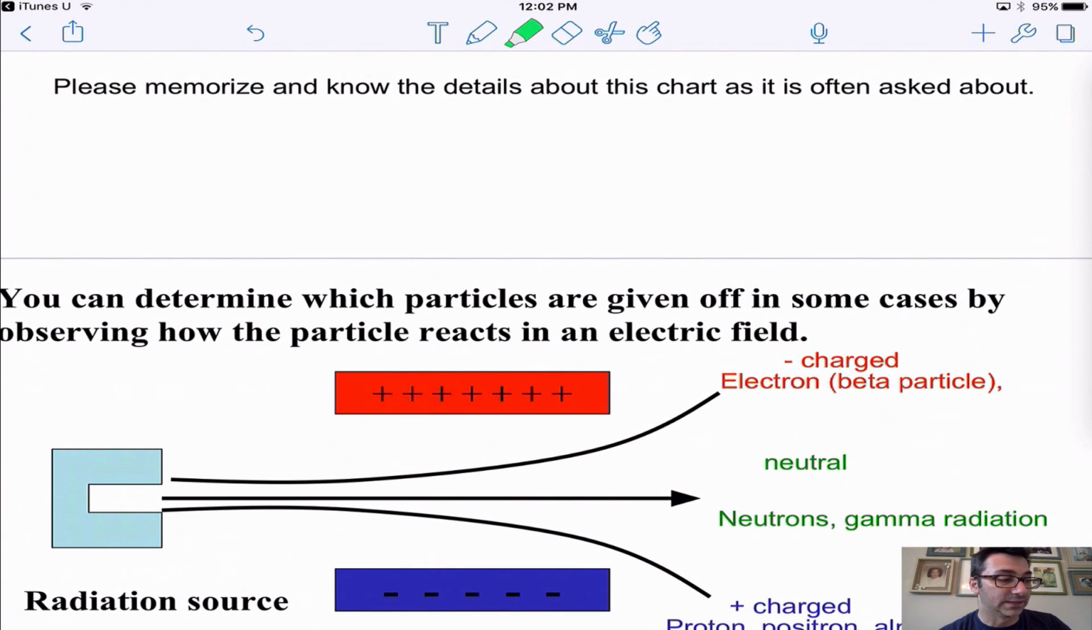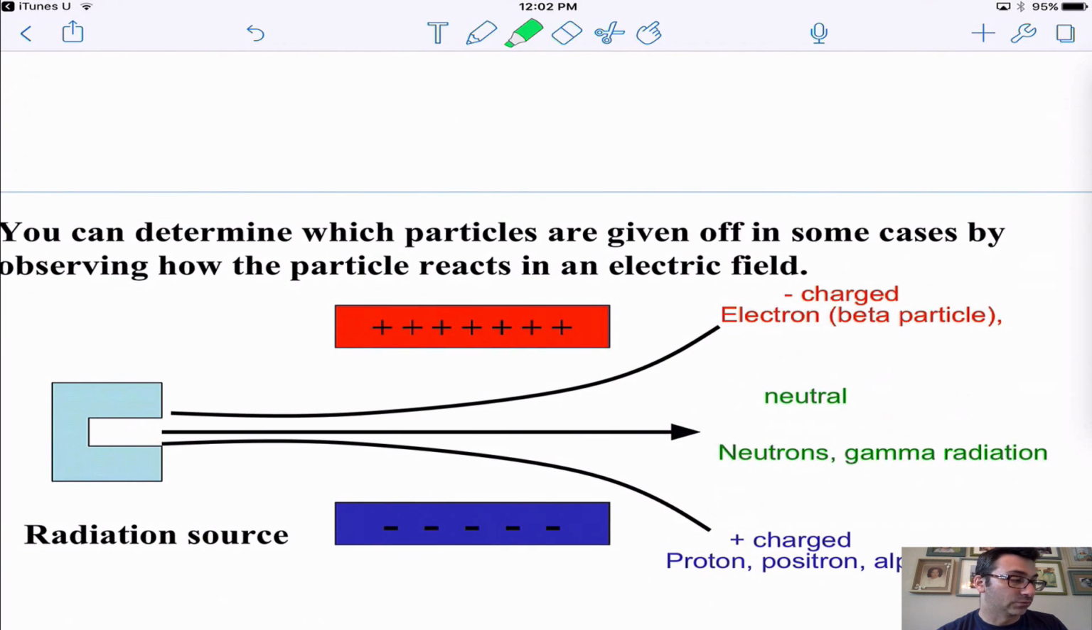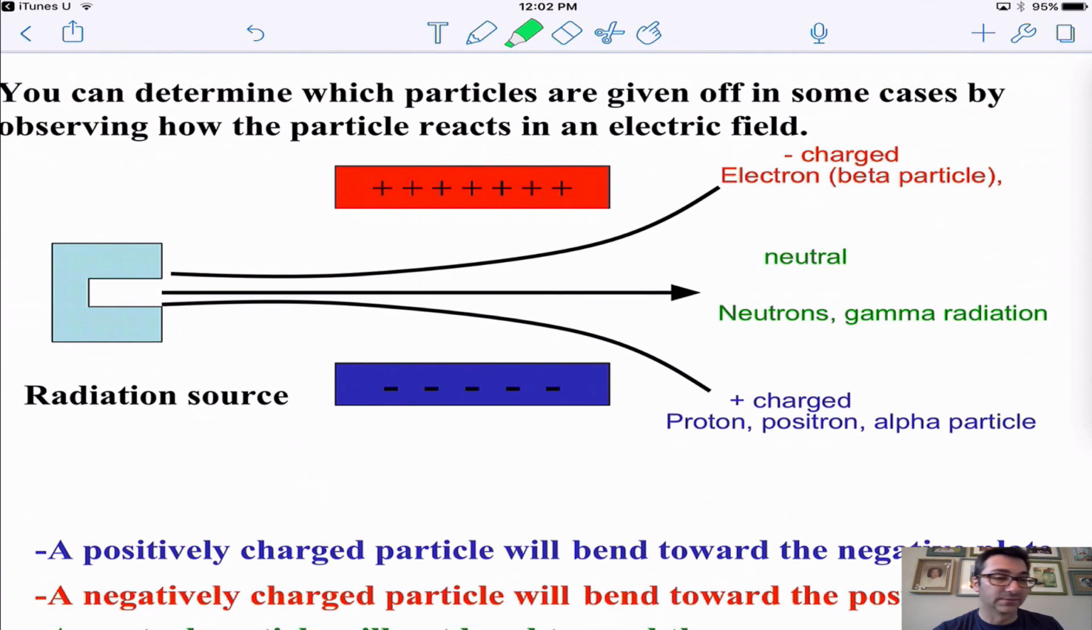So you should know the difference between these. It's important. Now also what they sometimes ask you about is the deflection of these particles in an electric field. And so if we have a beta particle, that beta particle is negatively charged. And because it's negatively charged, it'll attract to the positive electrode. Neutrons and gamma radiation will go straight through. They don't have any charge. And then alpha particles, positrons, and protons, those will be attracted to the negative terminal.